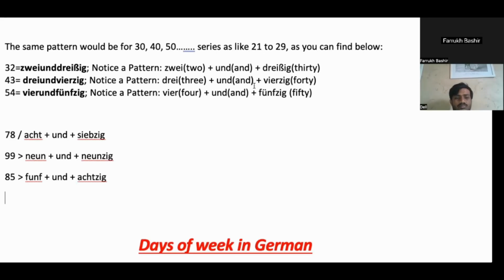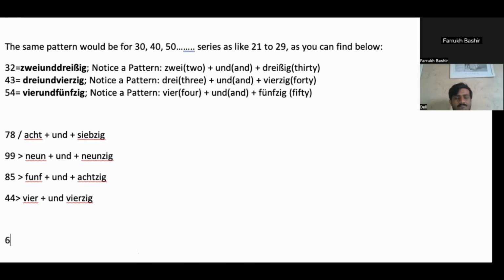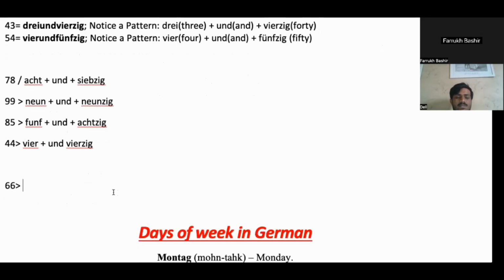And if we have, for example, a number like 44. Vier und vierzig. Vier plus zig means 40. And I place one more number, for example, 66. Sechs und sechzig. In this scenario, I'm not using S for sechzig. Okay, I think that's enough.